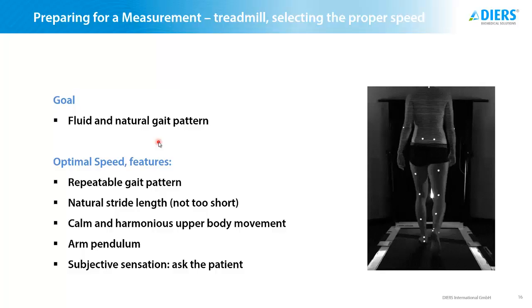Now, okay, then the question is how to select the proper speed and why select the optimal speed? Optimal speed gives you a repeatable gait pattern, gives you a natural stride length, gives a calm and harmonious upper body movement, has a good arm pendulum, and it gives a sensation to the patient that they are walking naturally also. Now, the way I select the speed is by increasing the speed until the patient has the feeling that the speed is a bit too high.